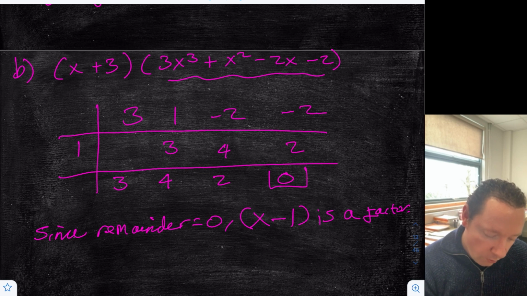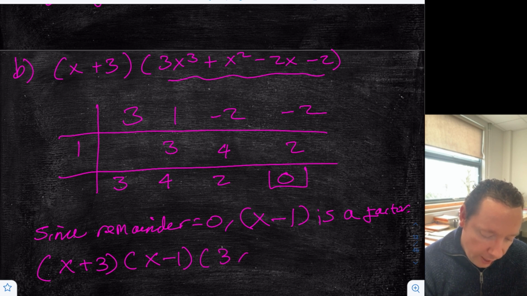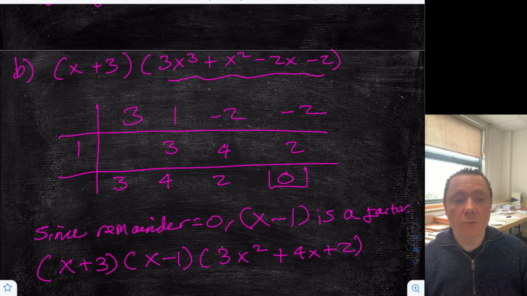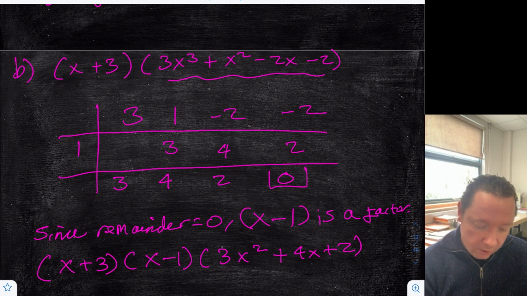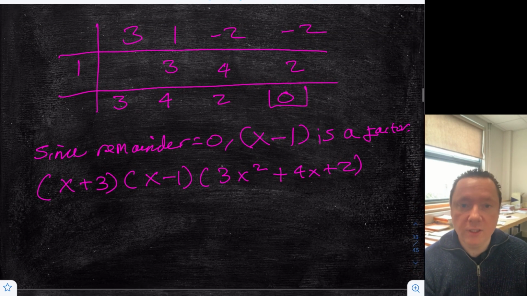And therefore, we now know we've got x plus 3, x minus 1, and we've got our 3x squared plus 4x plus 2 from the bottom bit. So now we need to check, is 3x squared plus 4x plus 2 factorizable? There's a couple of ways you can do it, trial and error, but the easiest way is to use the discriminant.